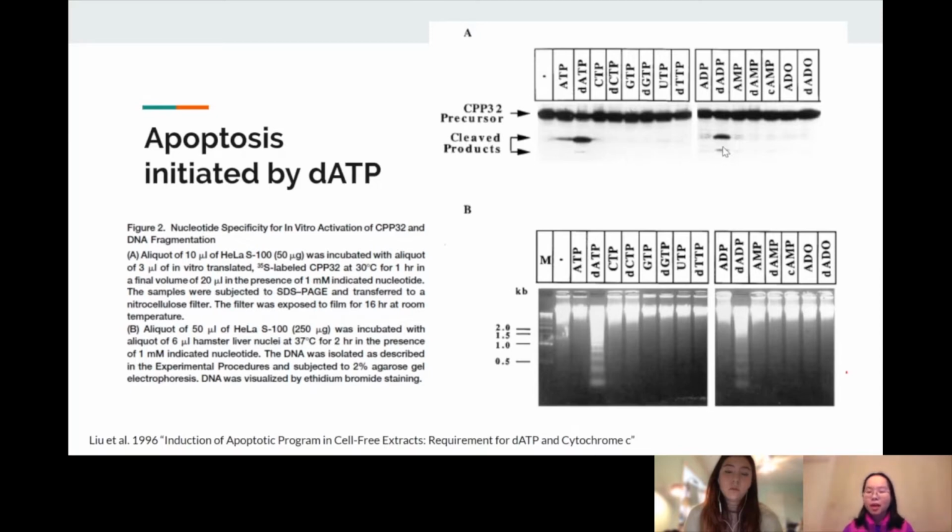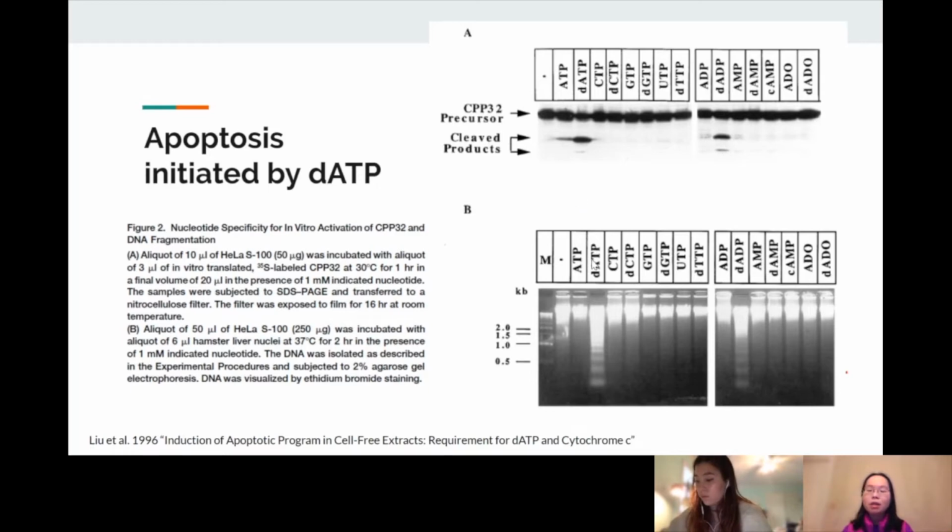And through subsequent tests that I don't show in this presentation, they found out that dATP was the major player. But the point in showing this slide is that they had to go through all of this, test all of these different nucleotides in order to figure out, okay, this is probably the one that's causing the change. And to further substantiate that conclusion, they also looked for DNA fragmentation, another marker that apoptosis has occurred.